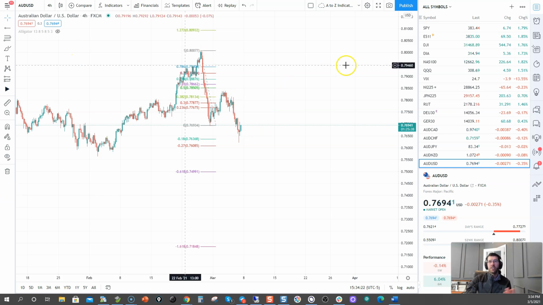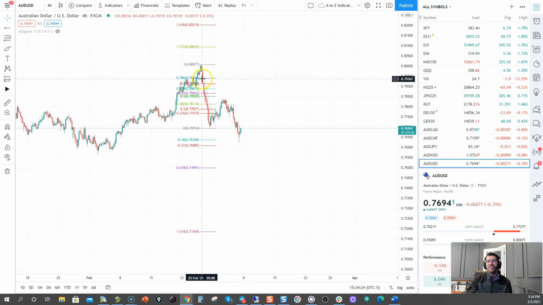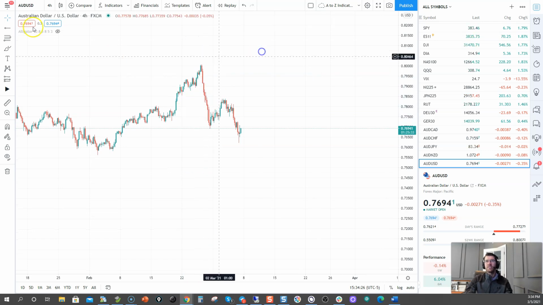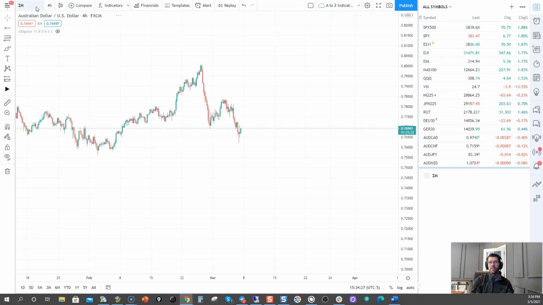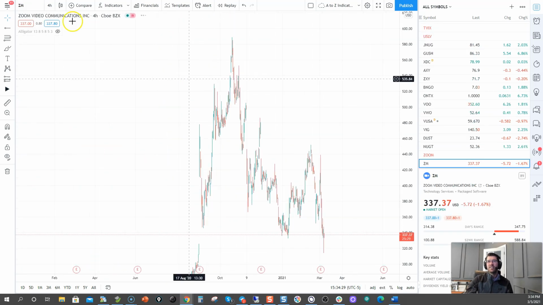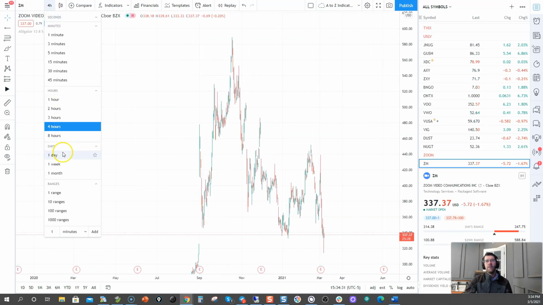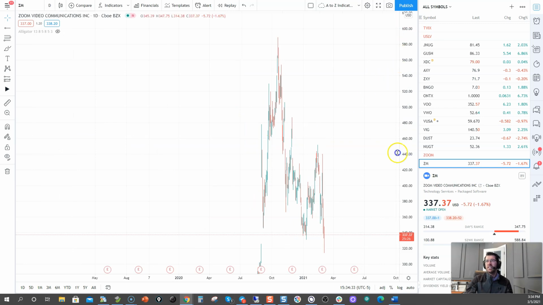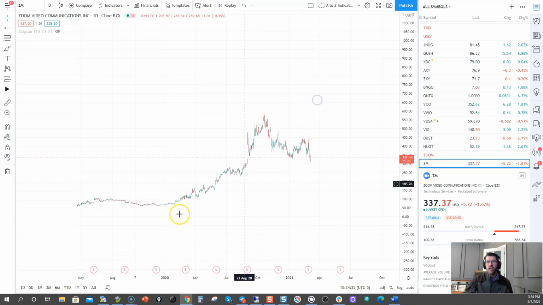So that was one particular currency pair. You can do the same thing in stocks. Let's talk about a stock that actually recently has had a pretty fantastic sell-off. Let's go to a higher time frame. This is Zoom. In my opinion, Zoom was completely overcooked. We went from a $50 stock to a $600 stock in 2020.